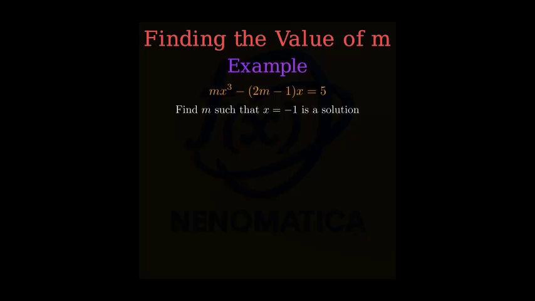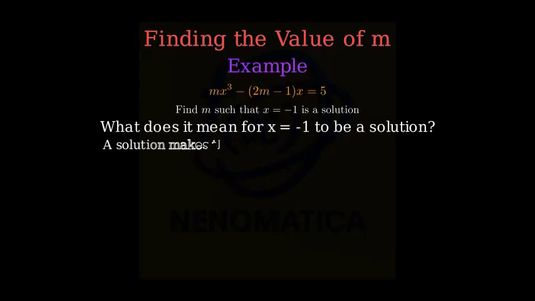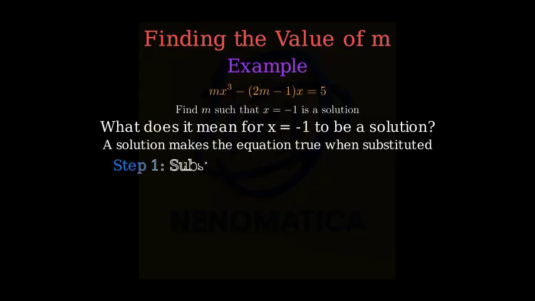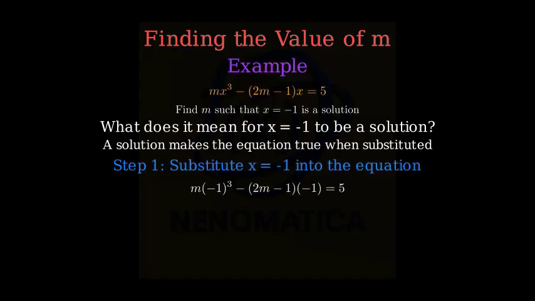To solve this problem, we need to understand what it means for x equals -1 to be a solution of the given equation. A value of x is a solution to an equation if, when we substitute that value into the equation, it becomes true. So let's follow the steps to solve this problem. Step 1. We'll substitute x equals -1 into the original equation. This gives us m times (-1) cubed minus (2m minus 1) times (-1) equals 5.